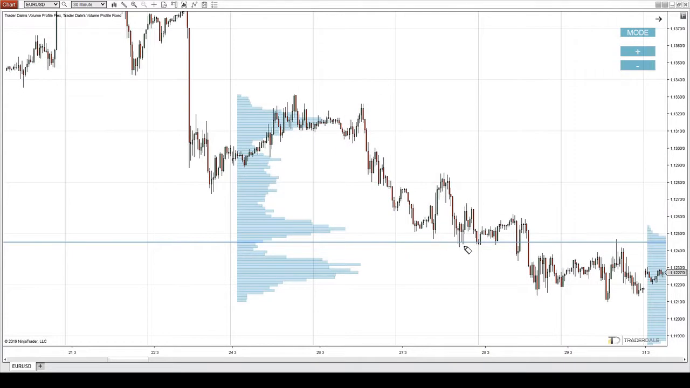Yeah, like a charm. You can see all those reactions to the level, showing us that the sellers had a really tough time pushing the price through this support zone. Actually, the price bounced 3 or actually 4 times off this level.